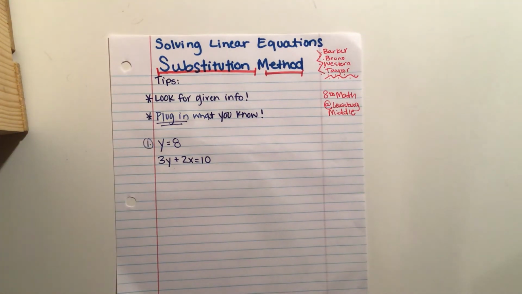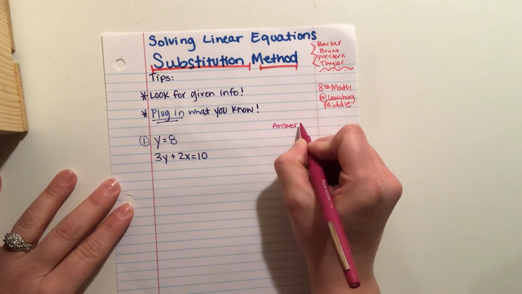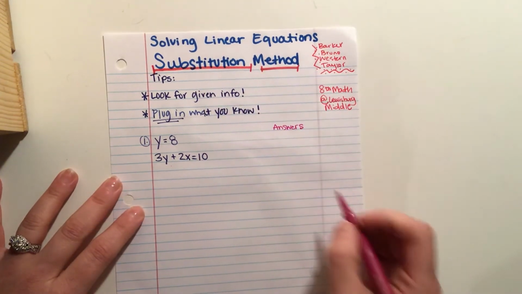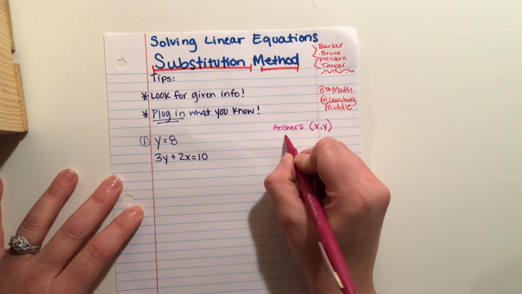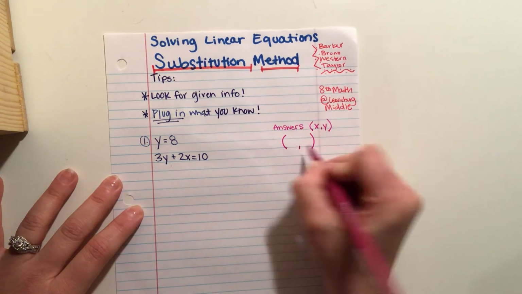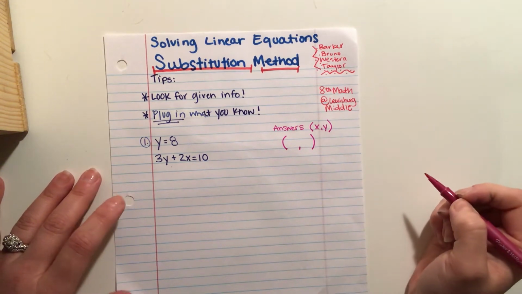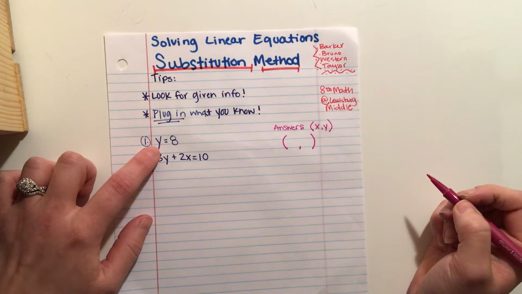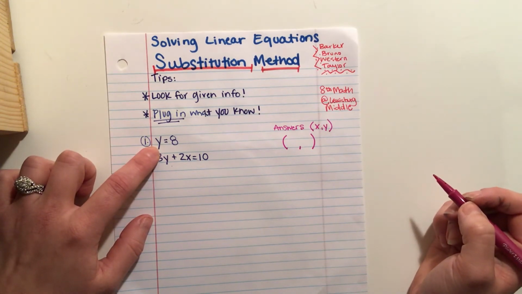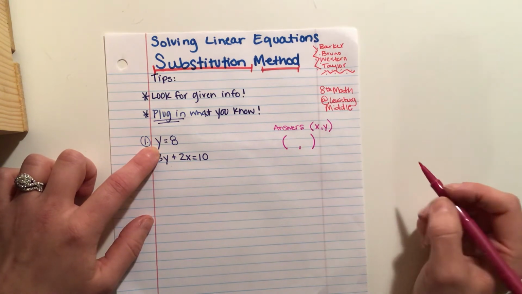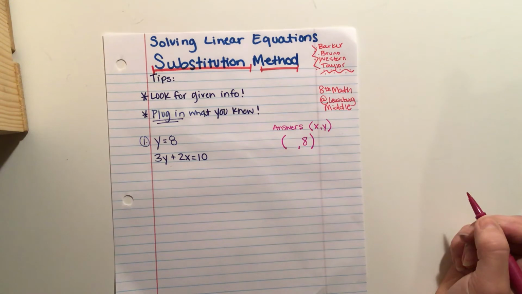By now, you should understand that all of your answers, when you're dealing with linear equations, should be written in an x comma y format. So I'm going to open up my parentheses and get ready for my x comma y answer. I know that y equals 8. It tells me that. That's the look for given information. So I'm going to plug it in for my y spot. I'm halfway to my answer.